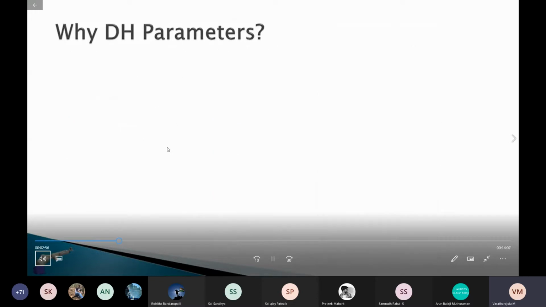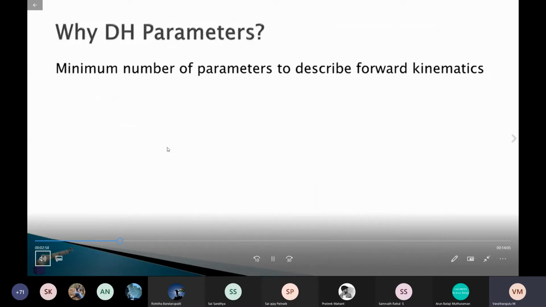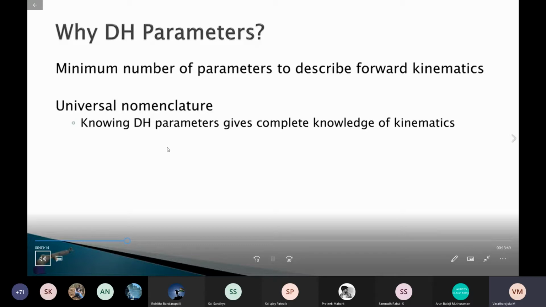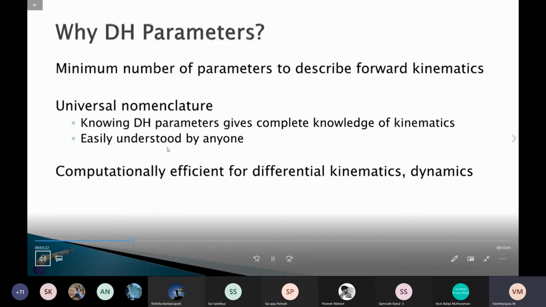So why do we use the DH parameters? Well, firstly, it's the minimum number of parameters needed to describe forward kinematics. We could define any kind of transformation matrix between frames, but DH parameters are the most efficient. It also allows us to use universal nomenclature. Knowing the DH parameters gives complete knowledge of the kinematics of a robot, and it's easily understood by anyone. And it's also computationally efficient for the differential kinematics and dynamics.